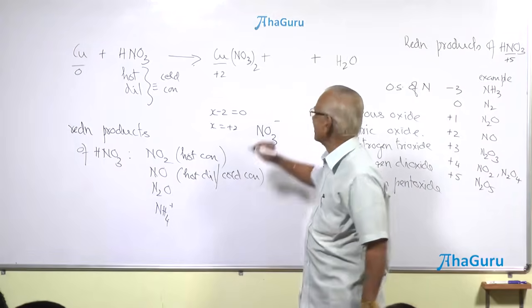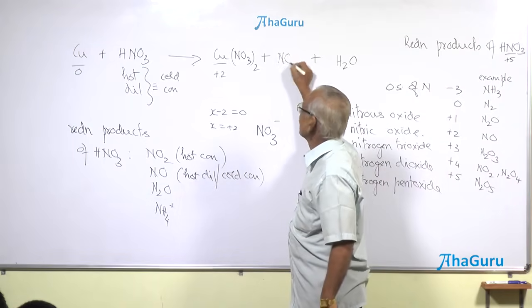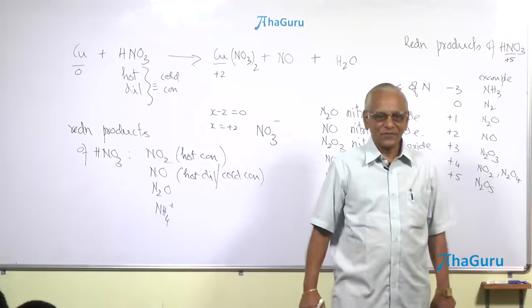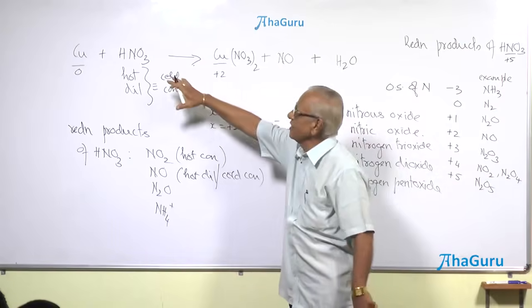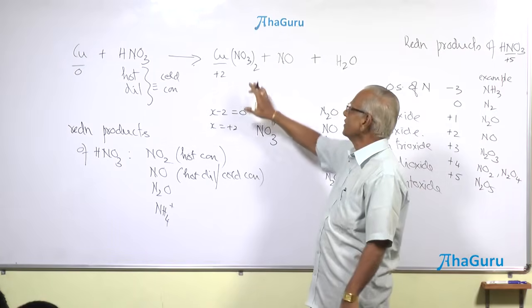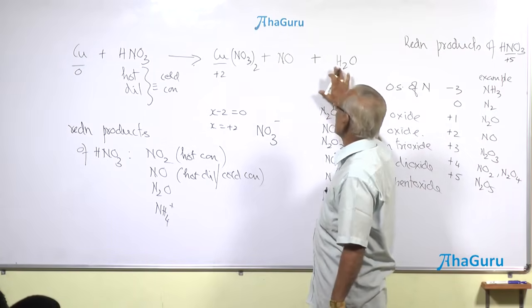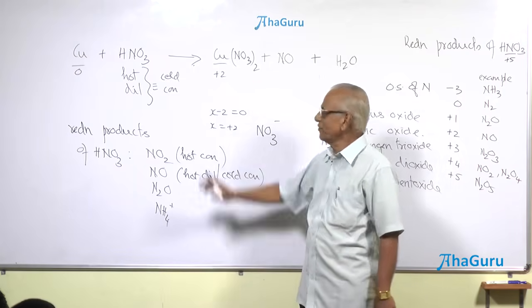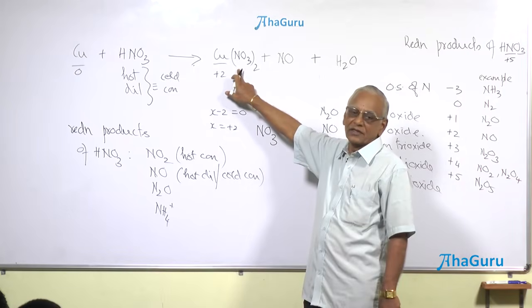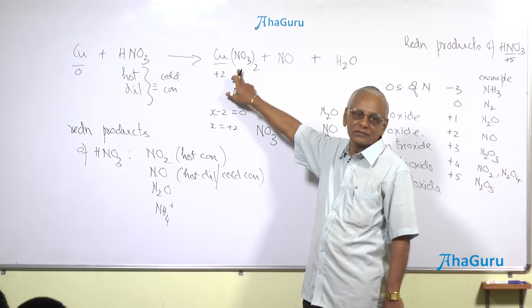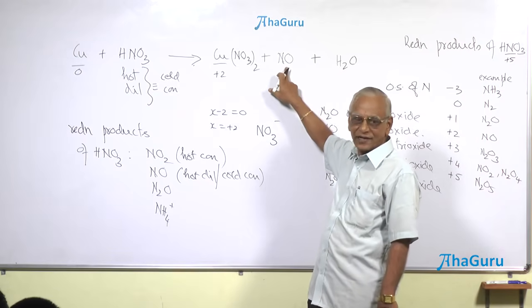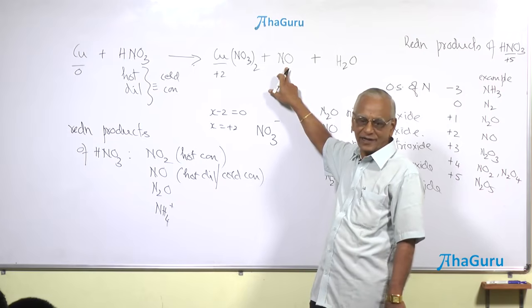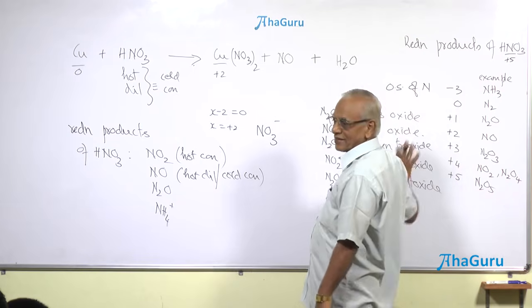NO. See, for you to predict the product, I have been explaining this to you. If this is the equation, copper plus nitric acid to form cupric nitrate plus NO plus H2O, first of all, I must get the product, the nitrate of copper. I should be able to account for water, and I have to predict the reduction product of nitric acid, and these are the various reduction products.